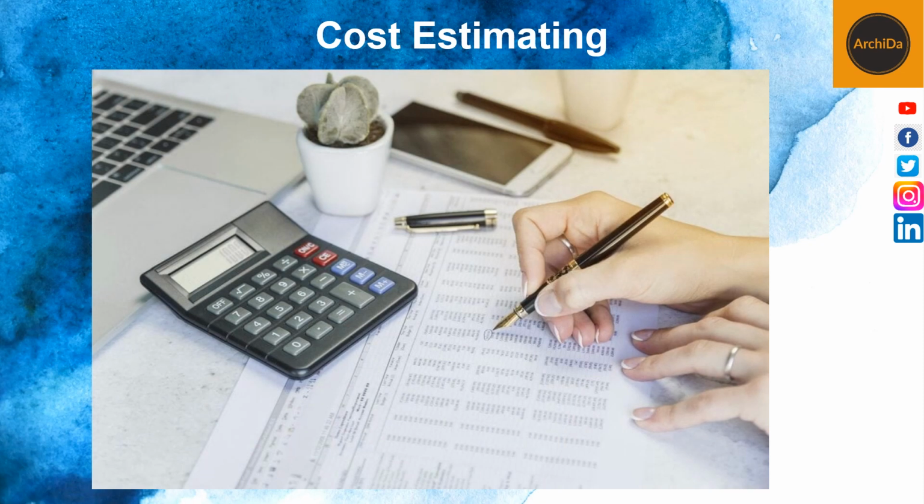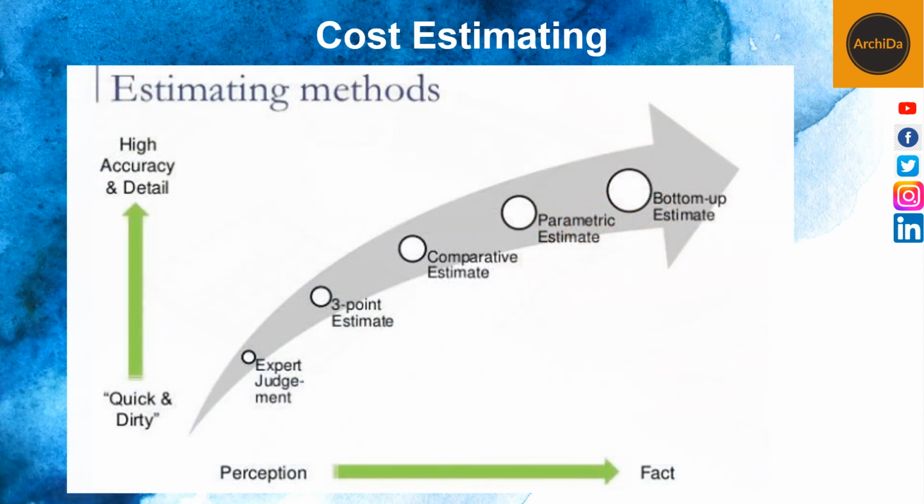Next is cost estimating. Cost estimating consists of assigning cost to the resources you need to execute your projects, such as labor, materials, and equipment. Cost estimating is one of the most important steps in the cost management process because it lays out the base for your project budget. There are several project cost estimating techniques you can use depending on the characteristics of your project.